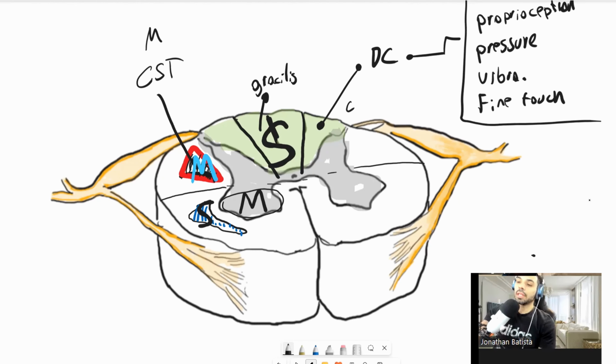So here we're looking at, like I mentioned, the corticospinal tract. We mentioned this, but we didn't describe exactly what it does. This is voluntary movement, so this is a motor tract.